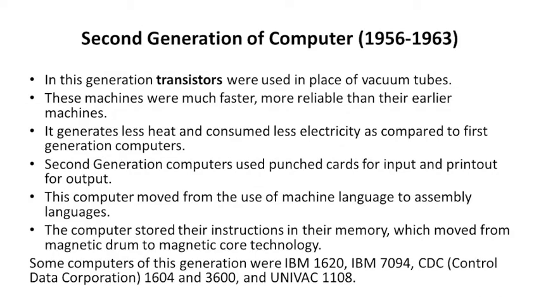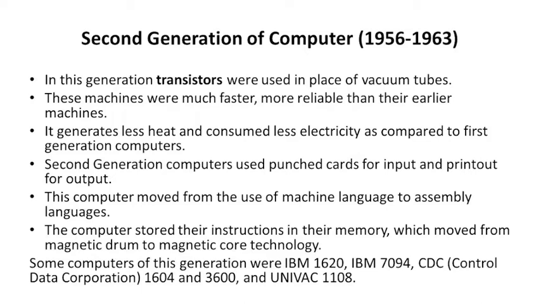Second generation of the computer, from 1956 to 1963. In this generation, transistors were used in place of vacuum tubes. These machines were much faster and more reliable than the earlier machines. They generated less heat and consumed less electricity compared to first generation computers. Second generation computers used punched cards for input and printouts for output. They moved from machine language to assembly language. The computers stored their instructions in memory, which moved from magnetic drum to magnetic core technology.